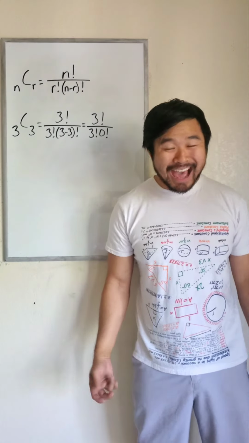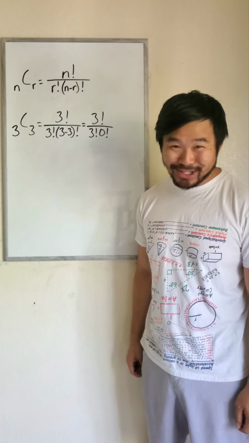So there you have it, my best effort at explaining why 0 factorial equals 1.